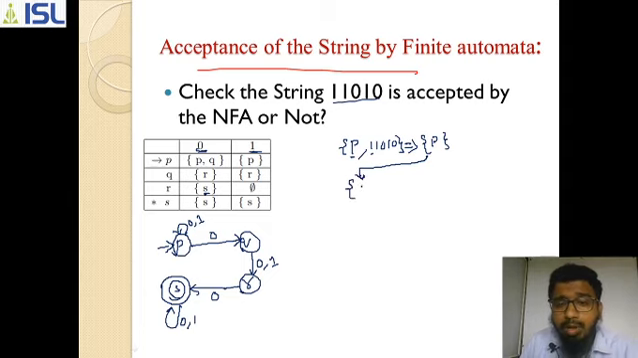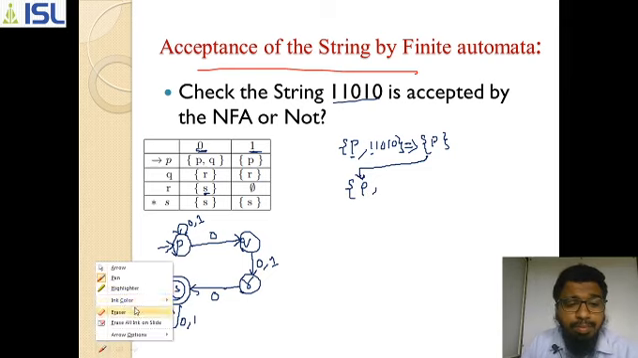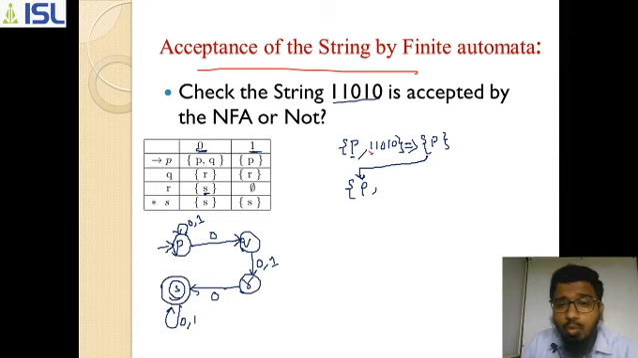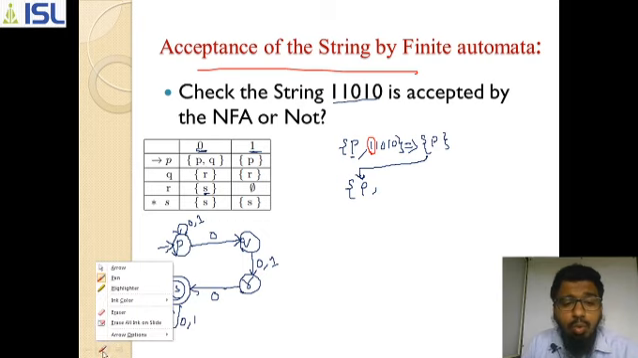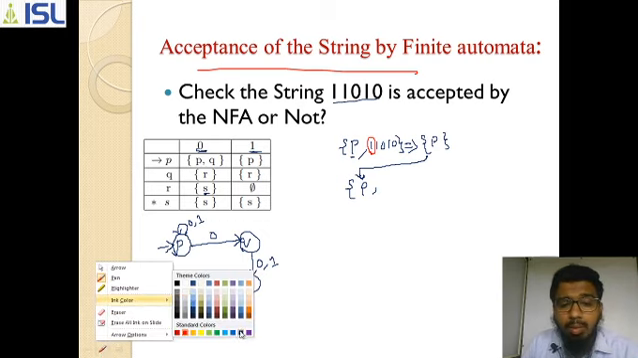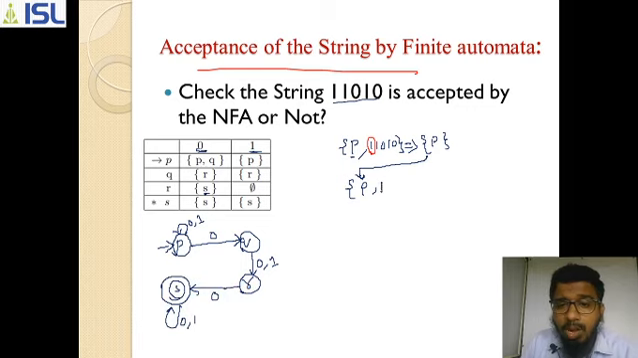Next step, P comma, and remove this one because we have gone to that state. What is the remaining string? 1010. Now if P is 1, where is it going? Again it is going to P. Okay, this P goes to the next.